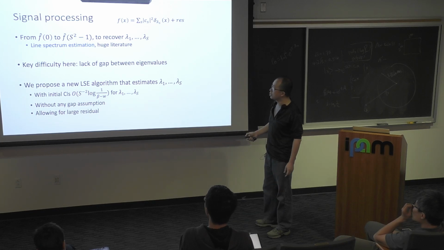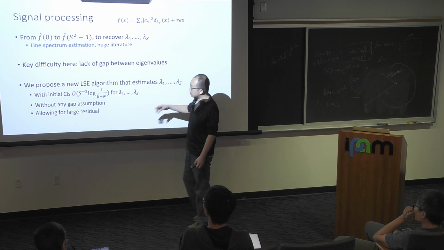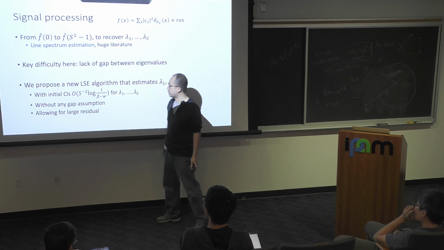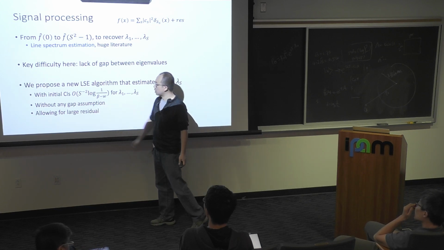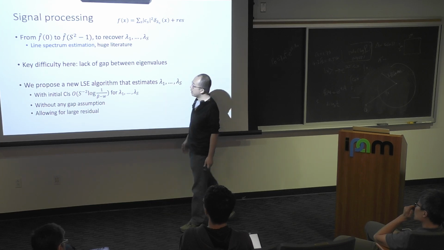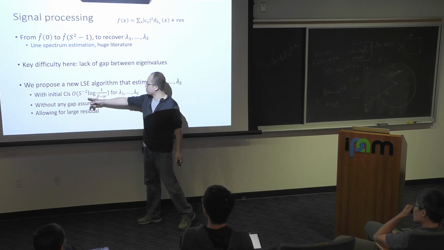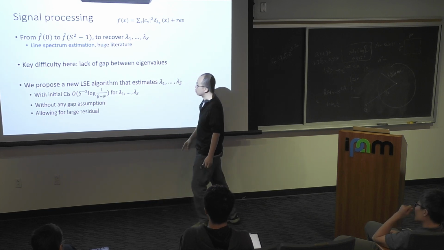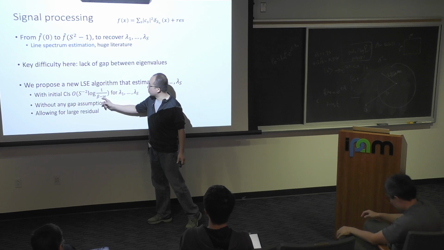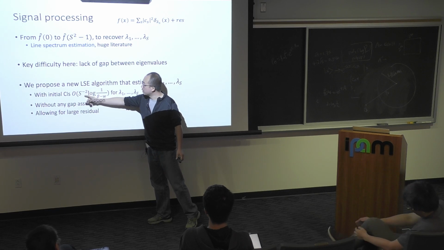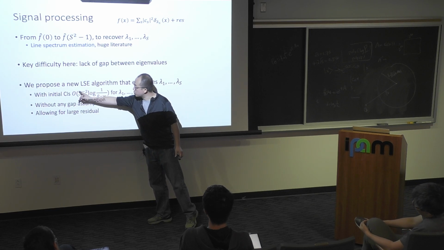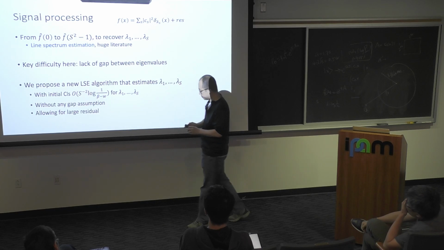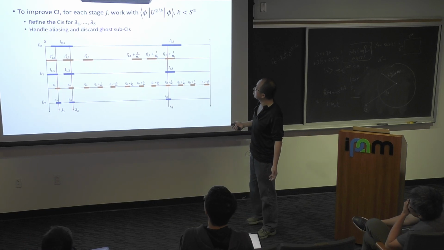So for that, we develop a new line spectral estimation method that estimates lambda 1 to lambda s, and the guarantee does not require any gap assumption. It allows pretty large residual all the way to the level beta, and it provides the initial confidence interval of order 1 over s squared times log 1 over beta minus omega. So as long as beta is bigger than omega, this is a pretty small number, and by choosing the constant, you can kill this one. Okay. Now, the rest of the algorithm works similarly.